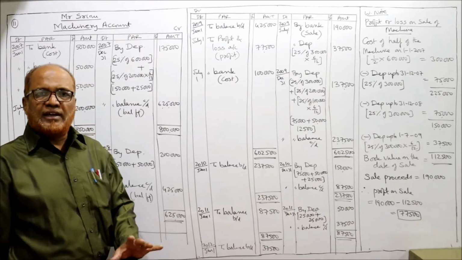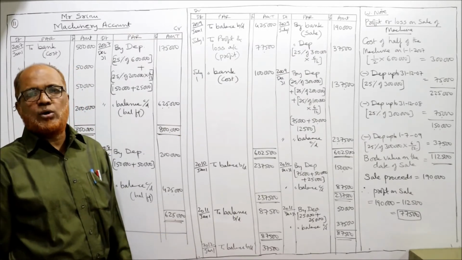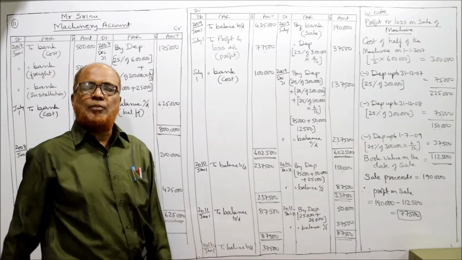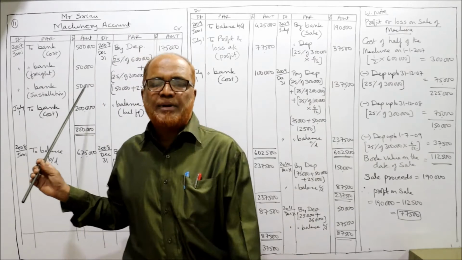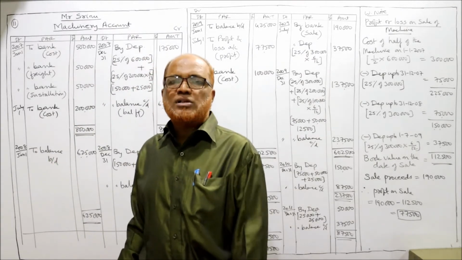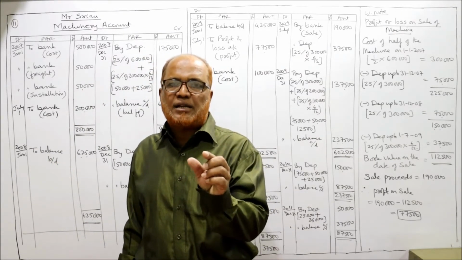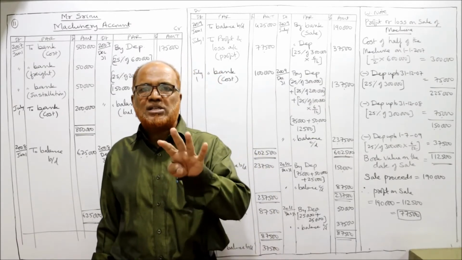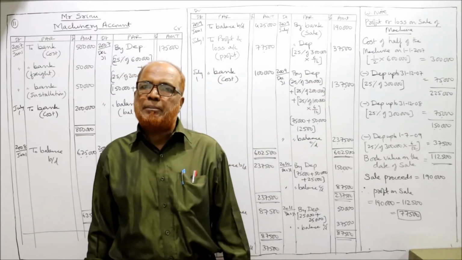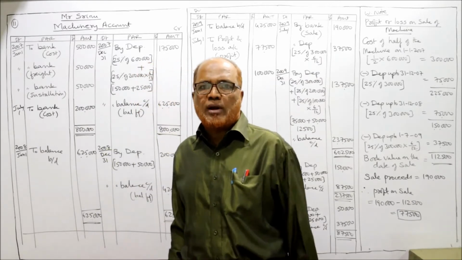Now at the end of the year, 31st December 2011, we have to provide the depreciation. Now see here, first machine depreciation is over because we are charging depreciation at 25% per annum. 25% per annum means in 4 years it will be fully depreciated. 4 years are over.